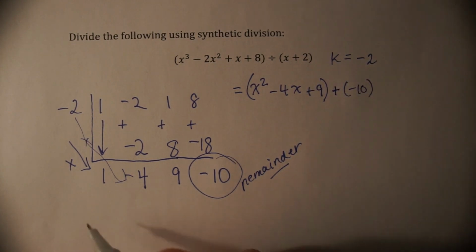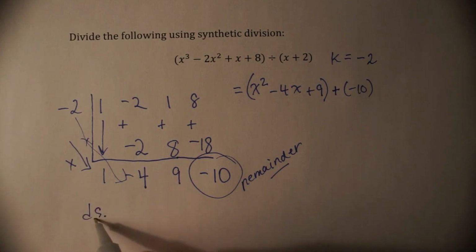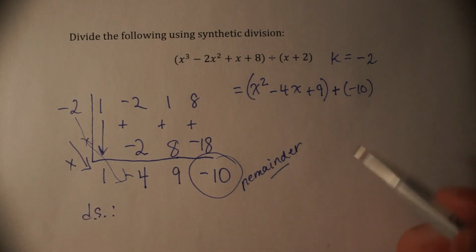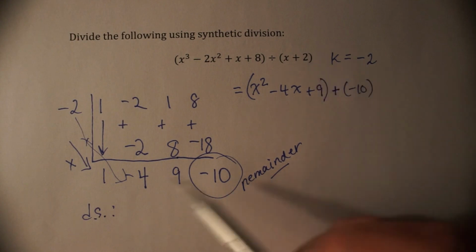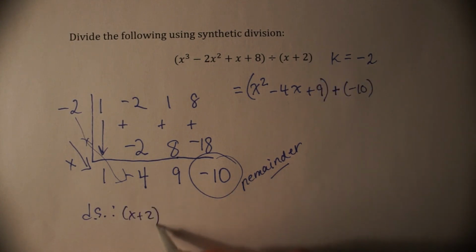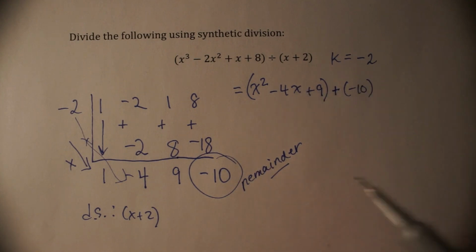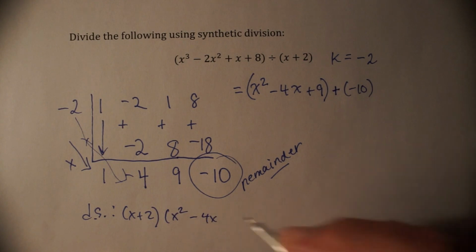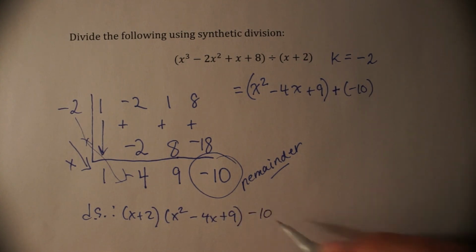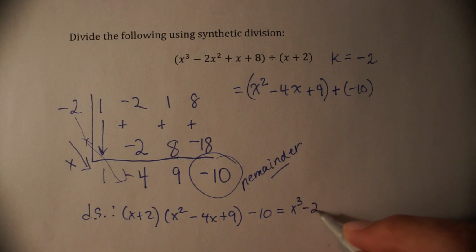So if we want to write the division statement, we would say, okay, our divisor, which was this one, x plus 2, times the quotient, which was this one, x squared minus 4x plus 9, plus the remainder, which is minus 10, is equal to our dividend, which is that thing there, the big one, x cubed minus 2x squared plus x plus 8.